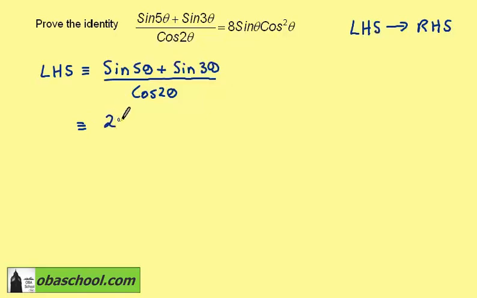2 times the sine of (5θ + 3θ)/2, which is 4θ, times the cosine of (5θ − 3θ)/2, which is just θ. All of this is divided by cos 2θ.